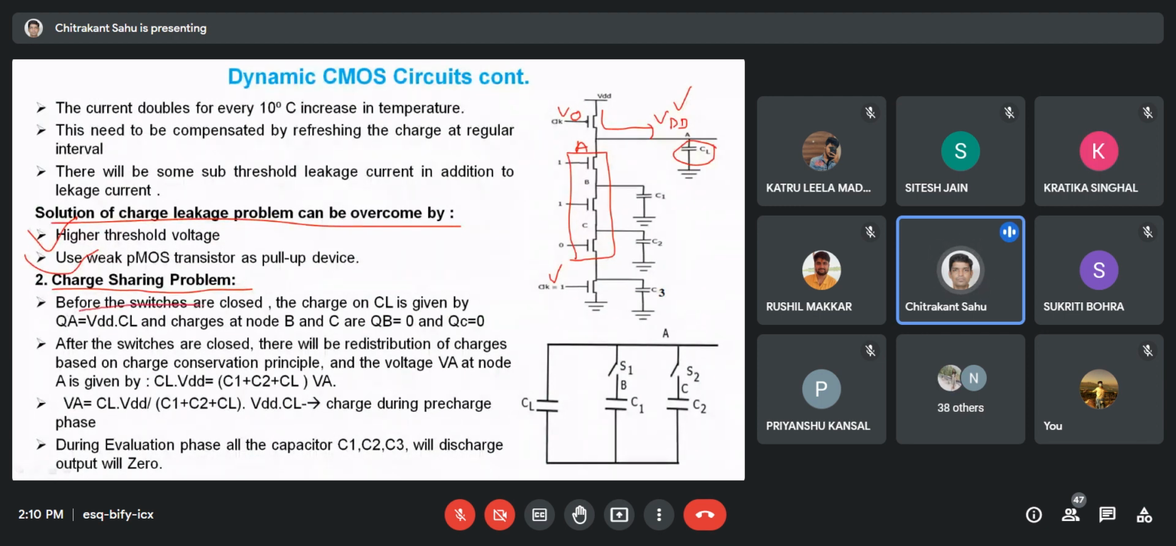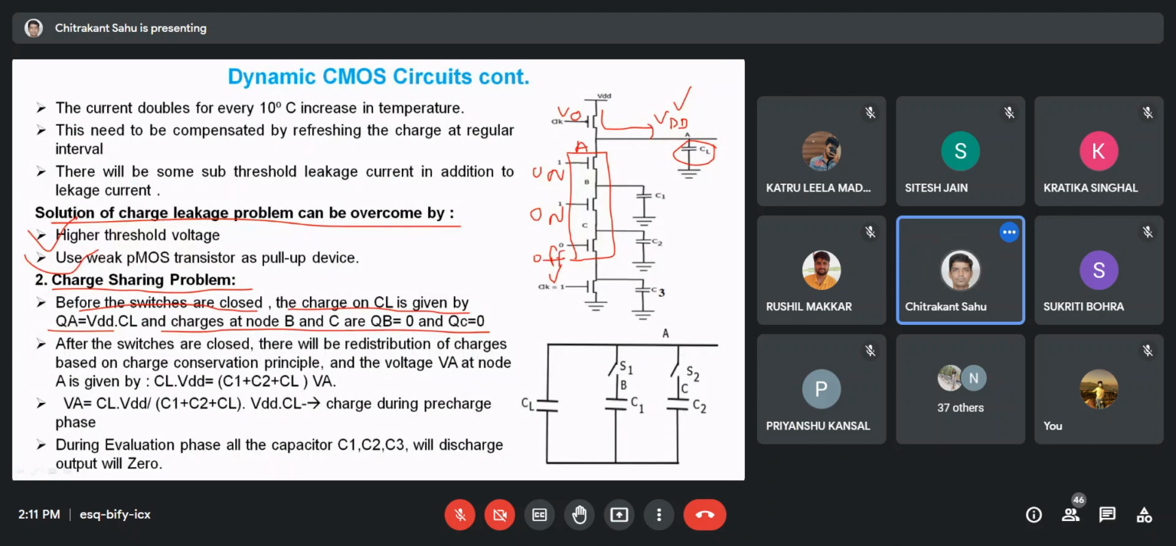So before the switches are closed, CL is charged to VDD, and the charges at node B and C are equal to 0, right? Since it is charged to VDD, what will happen? These transistors can be on or off depending upon the inputs. Let's say the input is 1, 1 and 0. Then this transistor is on, this transistor is on, but this transistor will remain off.